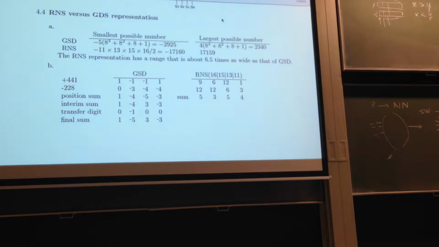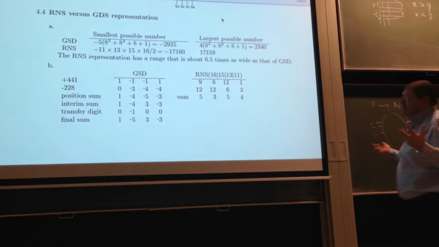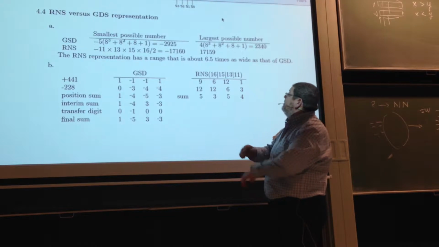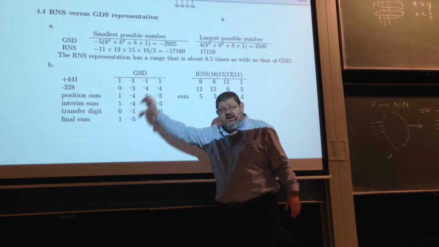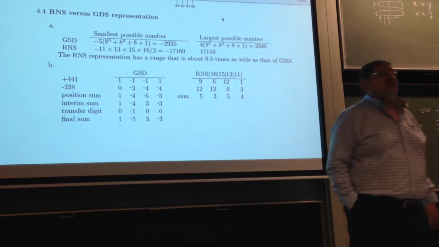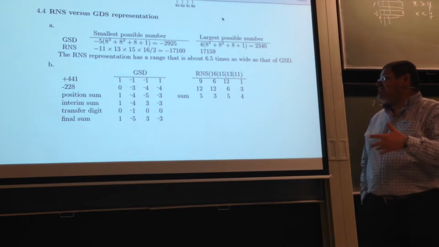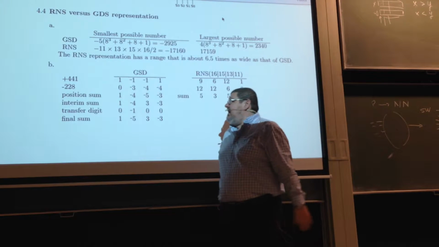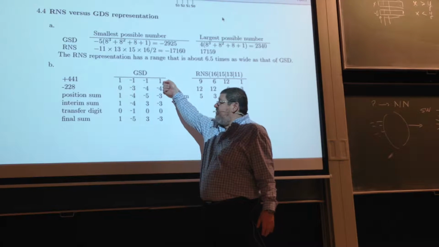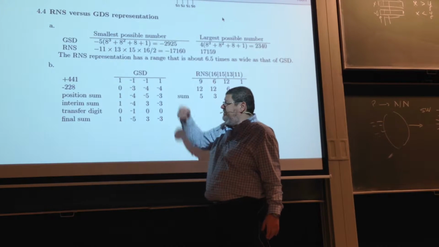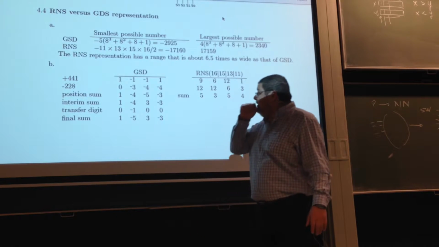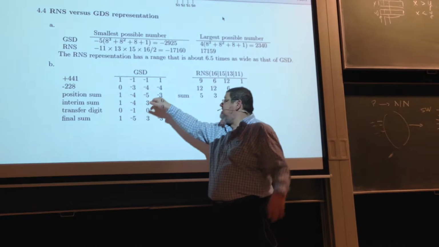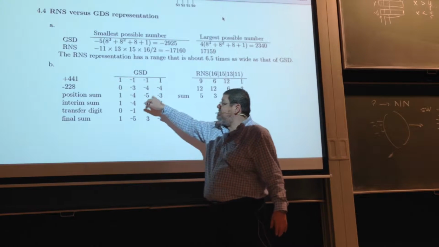The second question was to represent those numbers, and then to do the addition of them. Now, because you have a redundant representation, you can have more representations of some numbers, and those are my solutions. This is the representation of 441, this is the representation of -228. If I want to add them, what I do is what we just discussed previously. I compute the position sum, which can be done in parallel.